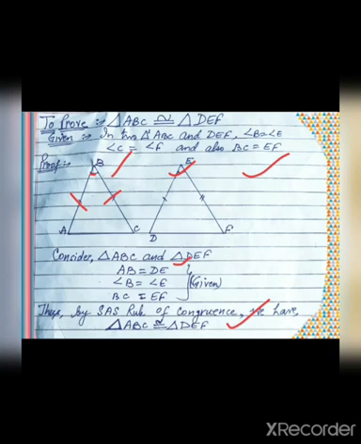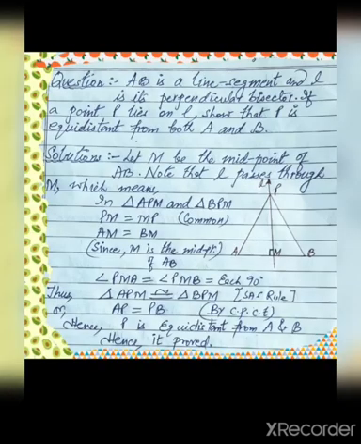So revise it once again. Yes, one more question I selected for you to understand the SAS rule very well. This is a question in which AB is a line segment and L is its perpendicular bisector. Now, if a point P lies on L, then you have to show that P is equidistant from both A and B. That means we have to prove that P lies at equal distance: the measurements of AP and BP should be equal.